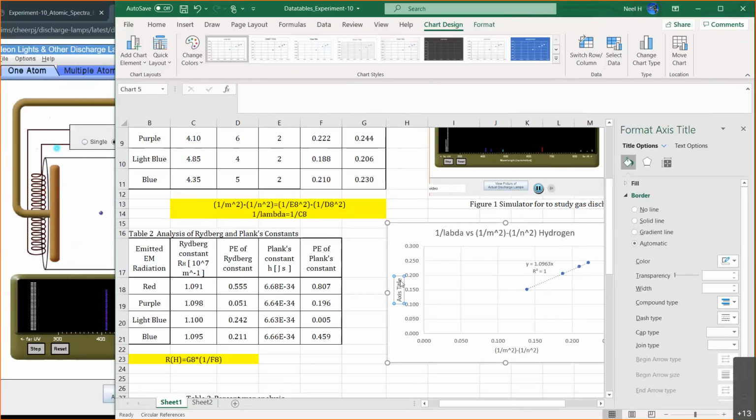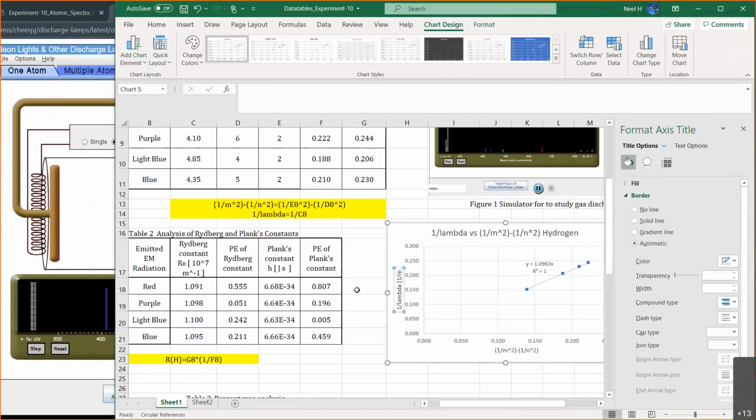And the y-axis, there's a unit that's going to be 1 over lambda. Lambda, right? I think I made a mistake here. It should be lambda. There should be m. 1 over lambda, or you can insert lambda actually by using the insert function.